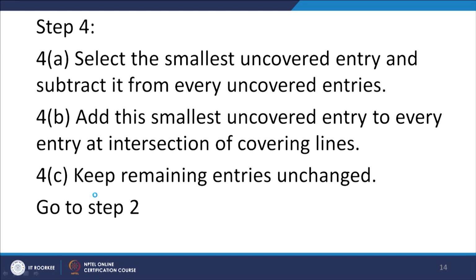Step number 4 says select the smallest uncovered entry and subtract it from every uncovered entry. Now, you will see that there are some entries which were not crossed out. So, we have to pick out the smallest from the uncovered entries and subtract it from all the uncovered entries in the table. Once you have done this, 4b says add this smallest uncovered entry to every entry at the intersection of the covering lines. There are some intersection points of the lines that we have drawn. At those intersection points, we have to add the smallest entry, and part c says that all the remaining entries have to be left unchanged. Once this is done, again go to step 2 and repeat the process.